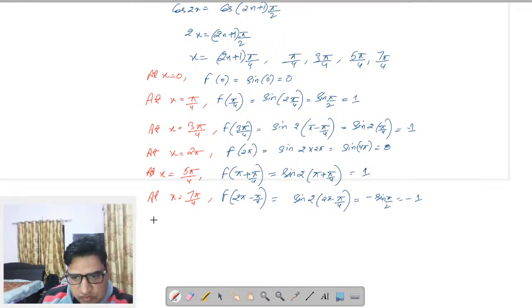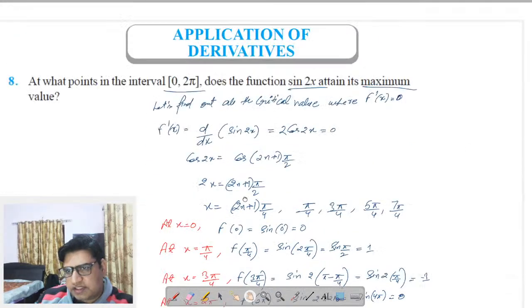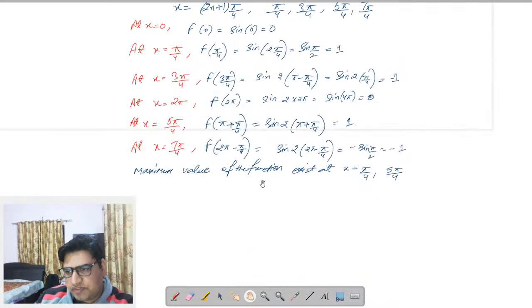So maximum value of the function, we'll simply write, maximum value of the function exists at x is equal to pi by 4 and 5 pi by 4, okay, and we were supposed to find out the maximum value only, and at maximum value, let's see, and what points. So we have to find out the point as well.